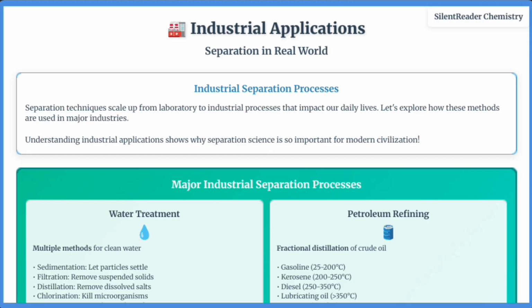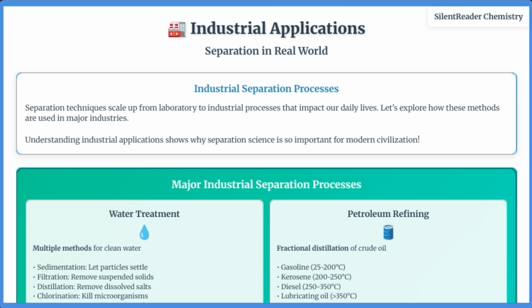Mining and metallurgy use crushing, froth flotation, magnetic separation, and electrolysis to extract metals from ores. Food processing uses filtration for juice clarification, distillation for alcohol, evaporation for milk concentration, and crystallization for sugar production.